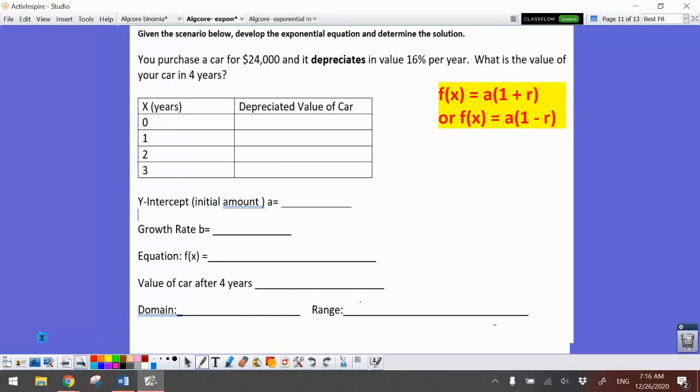It says we purchase a car for $24,000 and it depreciates in value 16% per year. Depreciates means it goes down in value, okay? So it's losing money. And it wants to know, what is the value of my car in 4 years? Well, we have two formulas we're going to use. We're going to use 1 plus r and we're going to use 1 minus r. So you'll see that our b got replaced with 1 plus r, 1 minus r.